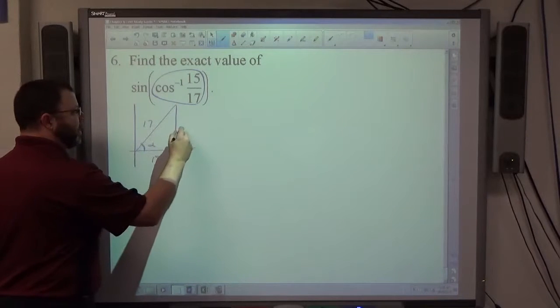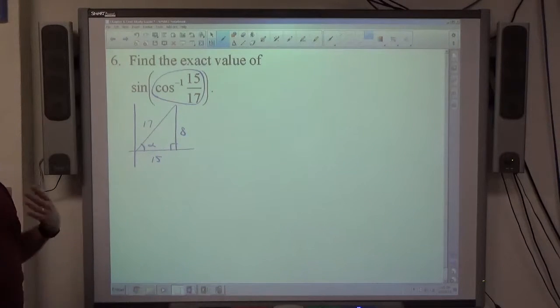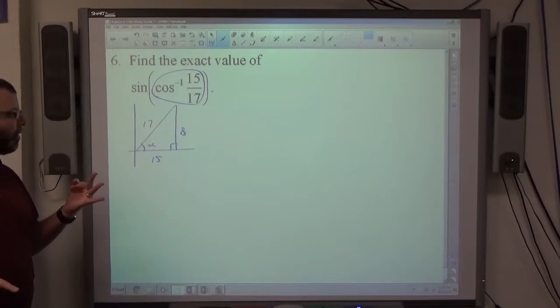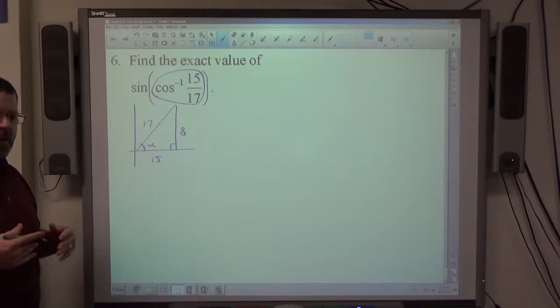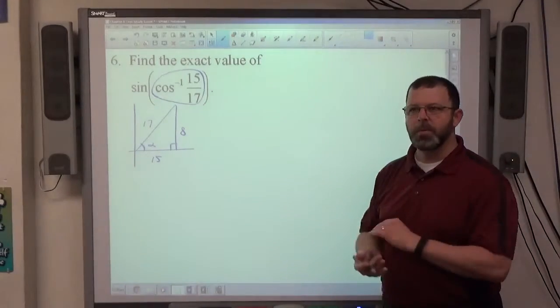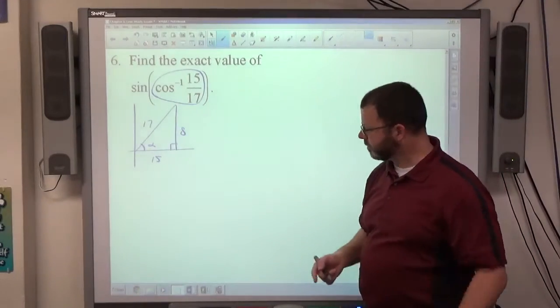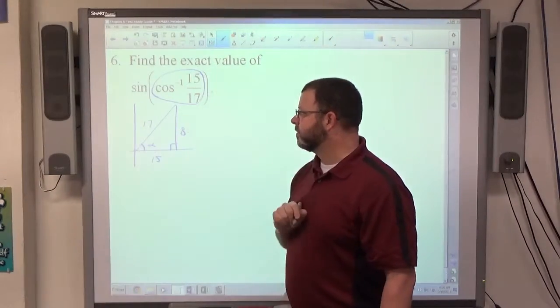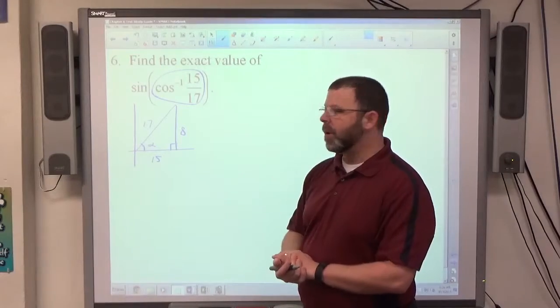8, 15, 17, a Pythagorean triple. I'm going to stick Pythagorean triples here, so 20, 21, 29, 3, 4, 5, 5, 12, 13, those. If you don't remember them, then you can always use the Pythagorean theorem, but remembering the triple will save you some time. But it's going up, so it's positive, going right, positive, hypotenuse positive, so first quadrant everything's positive.